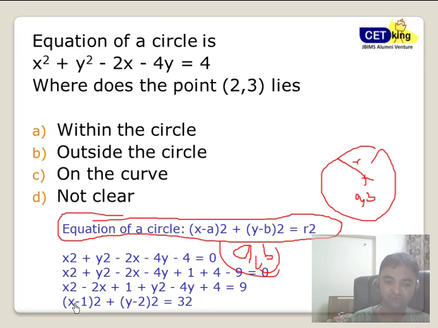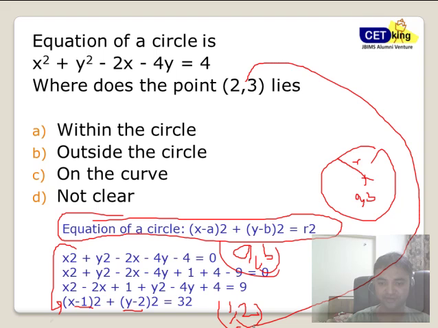So normally what we do, we convert this into the equation of the circle. So I'm getting 1 and 2 as the center of the circle. Then what we normally do is we take this point and find out the distance from the center. Now if this distance is less than the radius, 32, the point will be inside. If it is equal to 32, the point is on the circle. If it is more than 32, it's outside the circle. This is the typical approach to solve this question.